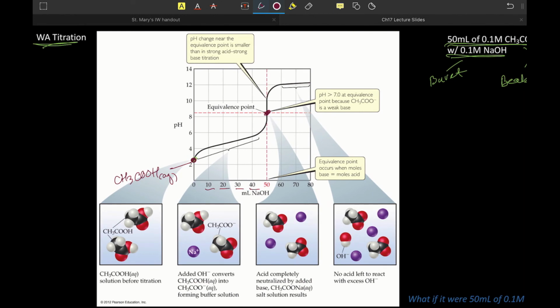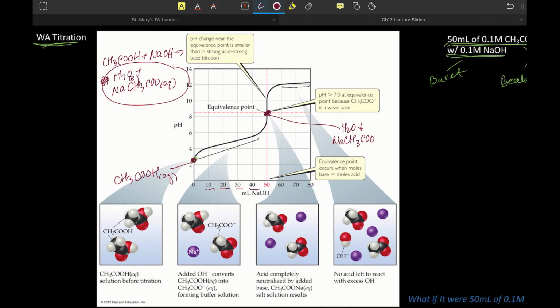And for some reason we did not write a reaction, so let's go ahead and do that really quickly. So CH3COOH plus NaOH gives us H2O plus NaCH3COO aqueous. So in terms of what's present at this equivalence point, all that's present are my products. So we have H2O and CH3COONa.